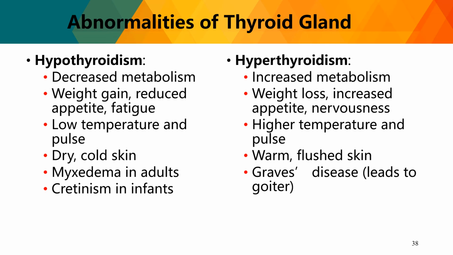And then for hyperthyroidism, it's increased metabolism. So usually, ito yung mga types of patient ang bilis pumayat pagka meron silang hyperthyroidism. So, added weight loss, increased appetite, lagi silang nervous. They usually have higher temperature and pulse. They are warm and flushed skin. And then, usually, meron silang related diseases like your Graves' disease, which leads to goiter. Ayan.